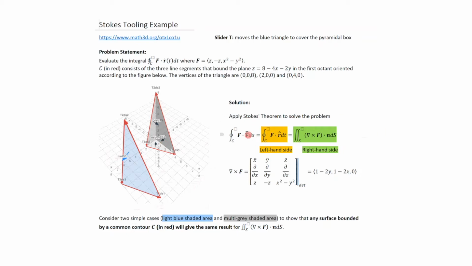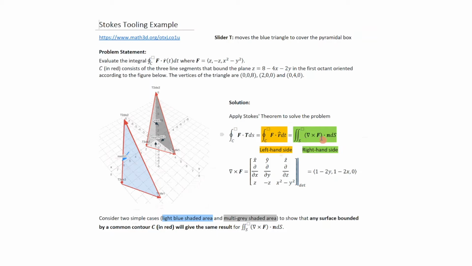F dot Ts, the integral around a closed loop. In parameterized form, it would look like this. And so r would be a position vector, and r dot would be the derivative of the position vector with respect to the parameterization variable t. This we'll call the left-hand side of Stokes' theorem.